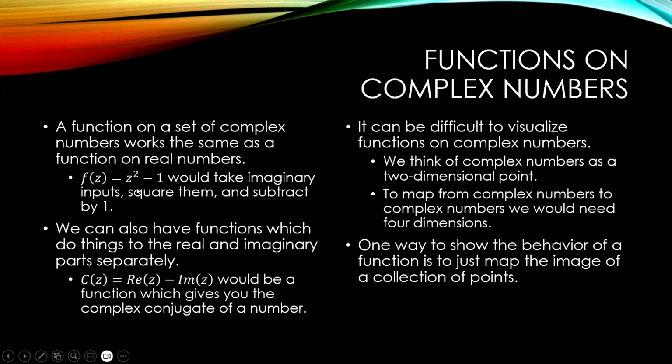We're taking something which we've decided we're going to visualize in 2 dimensions. And so that's what a complex number is, a 2-dimensional point. And then in order to show how it's changing, we would need 4 dimensions, because to go from 2 dimensions to another 2-dimensional space, you need 4 dimensions. Can't really do that, not easily. And so one way we often show the behavior is to map the image of a collection of points.